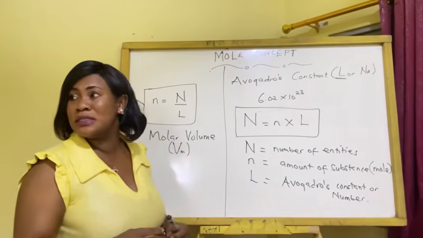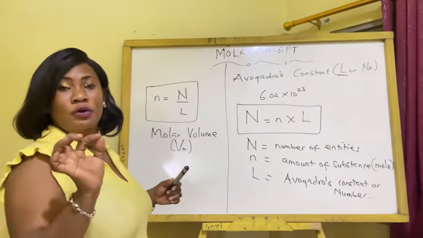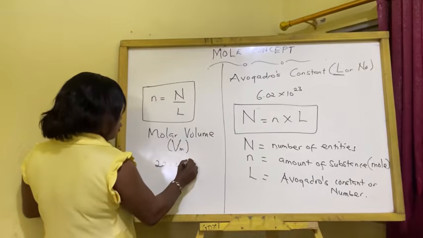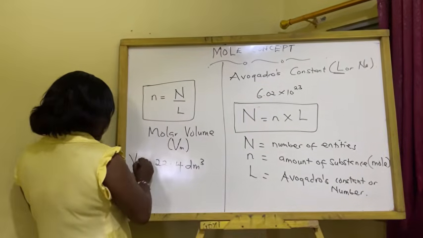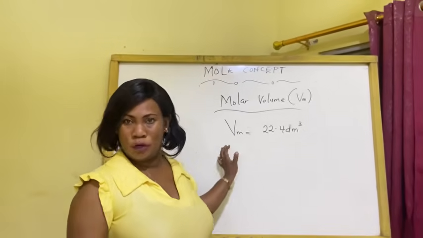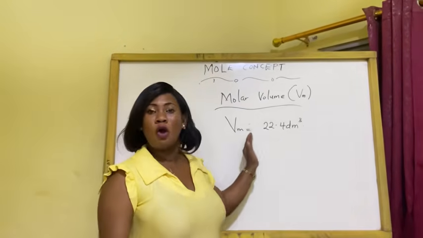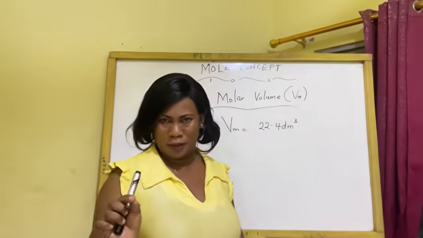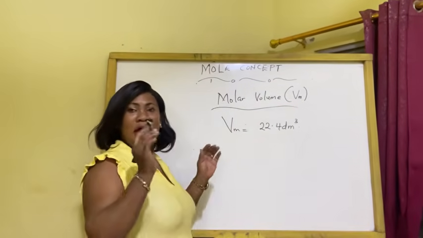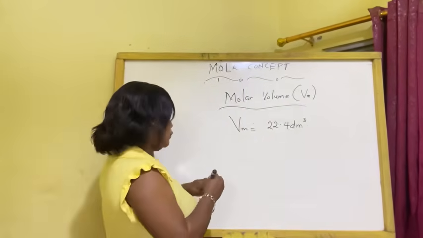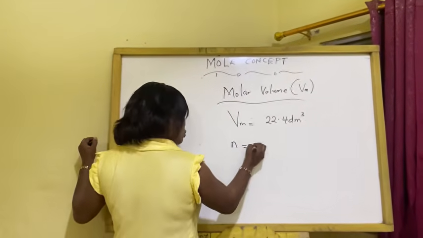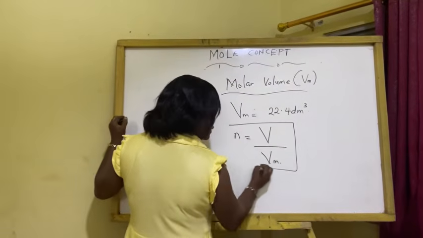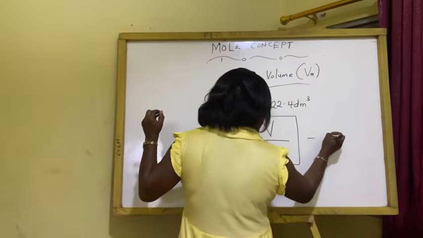So the molar volume has also been found out to be 22.4 dm³. That is the Vm. So we can say that the molar volume is the volume occupied by 1 mole of a gas at standard temperature and pressure. Good. And let's look at its relation. This is how it is expressed. It means that when we take the mole, it is always the volume occupied over the molar volume. So this is how it is related.